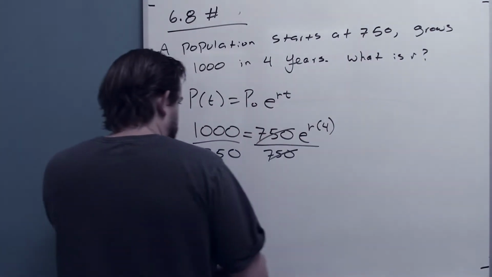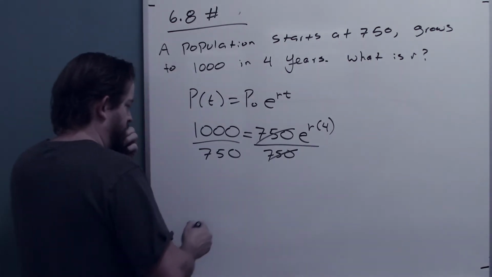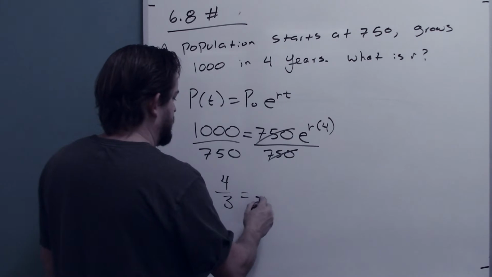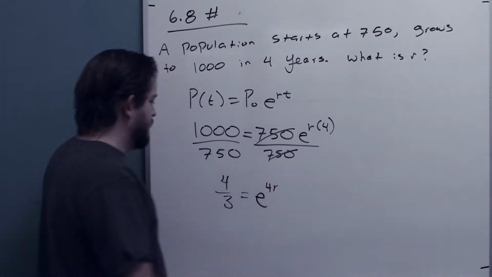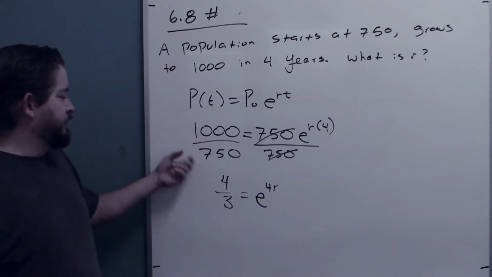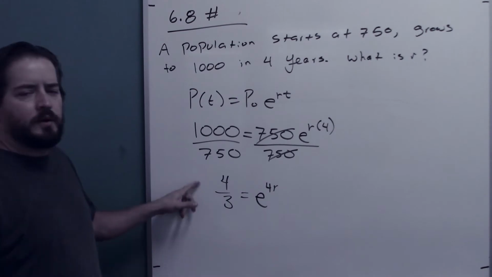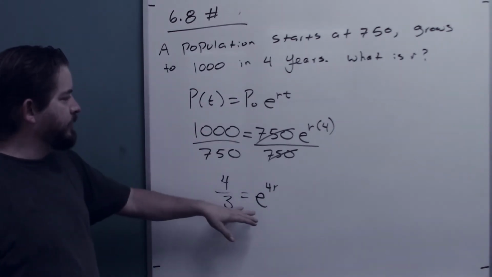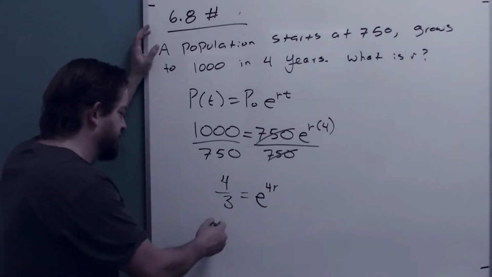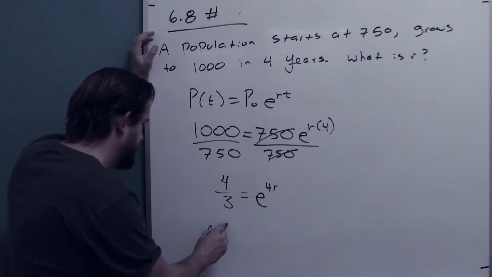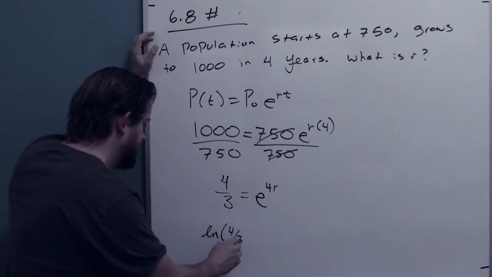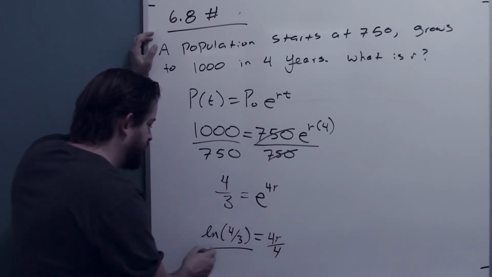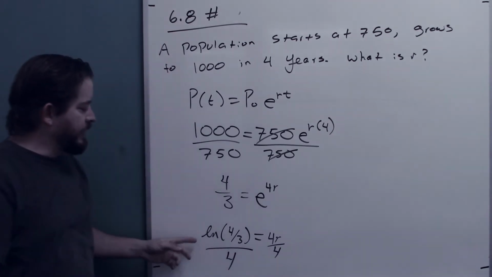I'm just going to write it as 4/3. This 1,000 over 750 simplifies down to 4/3, or 1.333 if you're in a calculator. But I want to rewrite this as a log, so this becomes the natural log of 4/3 is equal to 4R, and then divide each side by 4. So I have the natural log of 4/3.